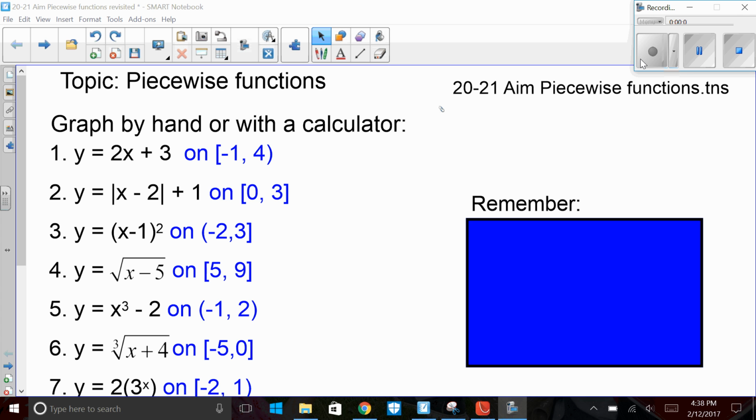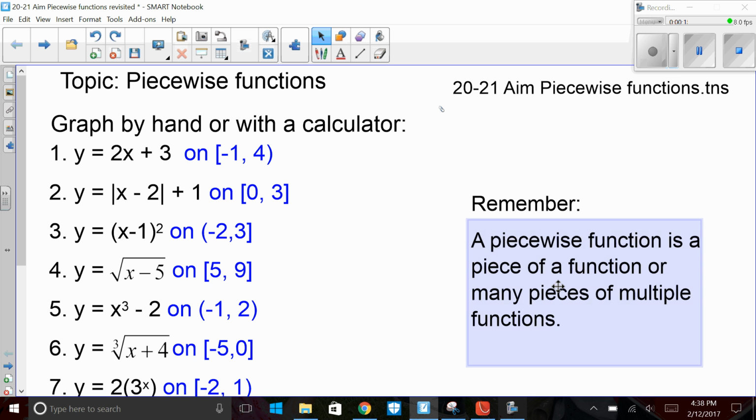All, today we're going to revisit piecewise functions. We did these before when we learned about lines, but now we have learned so many functions and we're going to incorporate those in this concept. So what I'd like you to remember is that a piecewise function is a piece of a function or many pieces of multiple functions. So in 1 through 7, I picked many different kinds of functions, basically one of every type that we've done, so you can see how you put it in the calculator, on the specified domain.